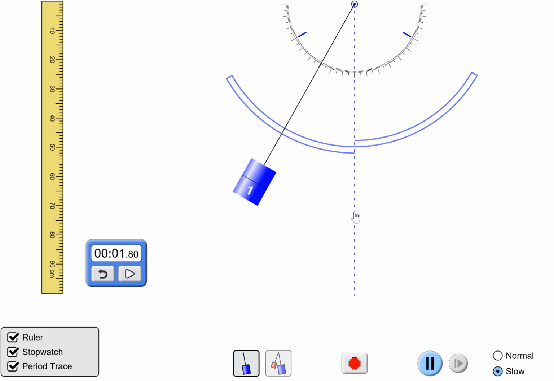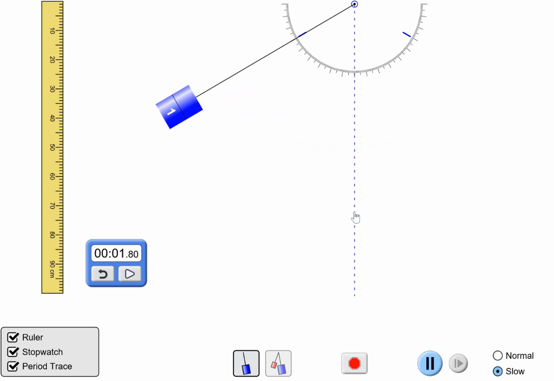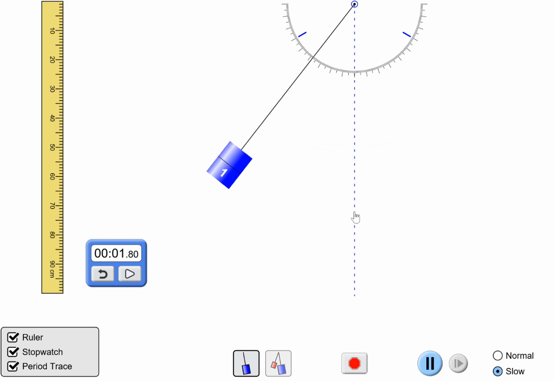Okay, so that's all in this video on calculating the period of a simple pendulum.